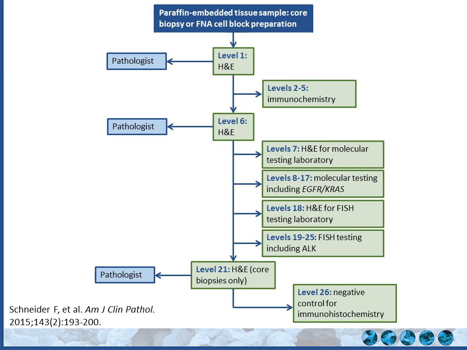And then we cut all these slides, 7 through 25, which are a lot of glass slides, that are set aside for molecular testing and FISH testing. Then 1 more H&E, level 21, for a pathologist again, and then some negative controls for immunohistochemistry. Okay? That's a lot of slides that we cut through. That's a lot of glass.